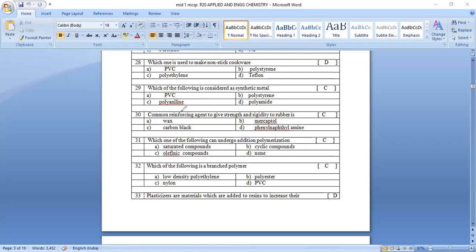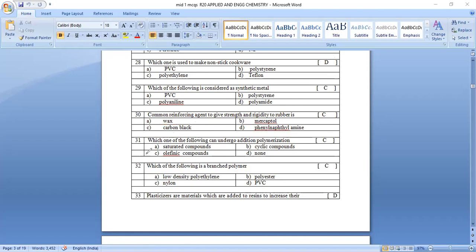Question number 30. A common reinforcing agent to give strength and rigidity to rubber. The common reinforcing agent that might be added to give strength to rubber is carbon black. Carbon black is a filler added to the polymer, which increases the strength as well as the rigidity.